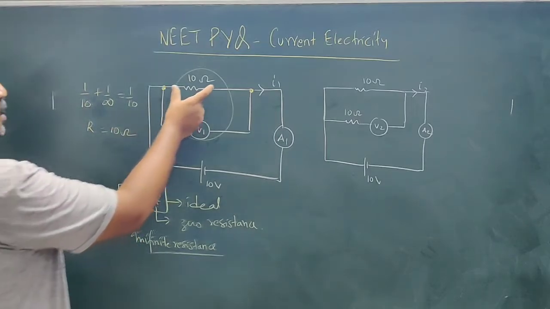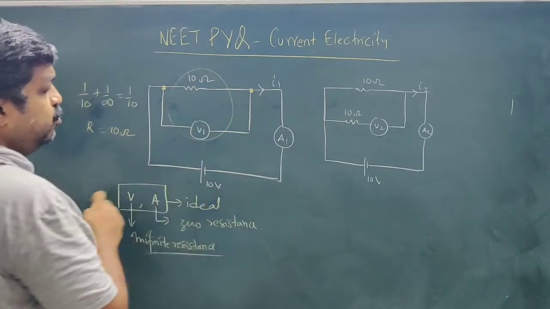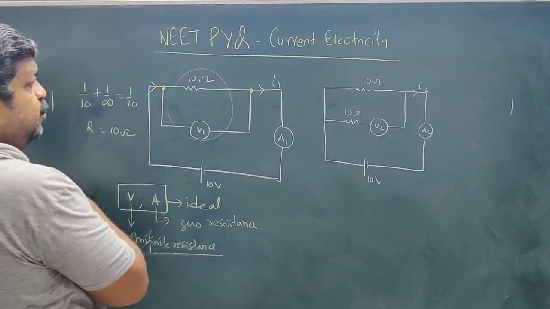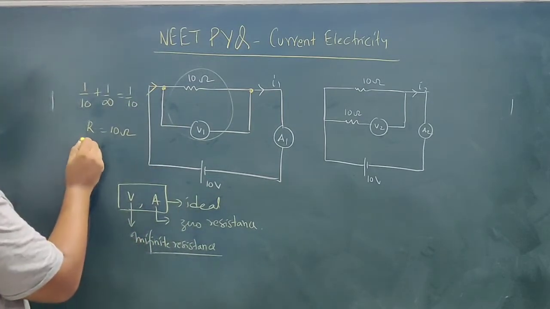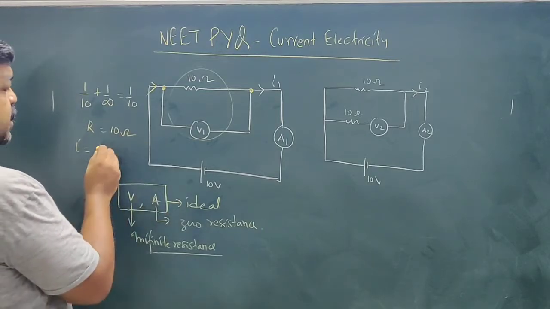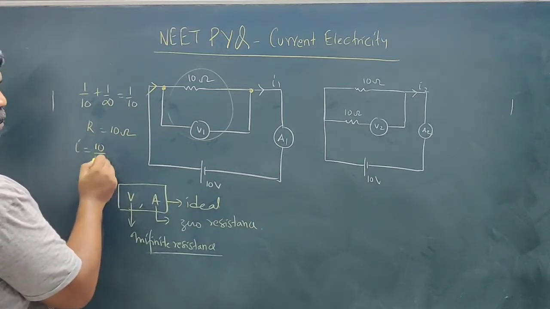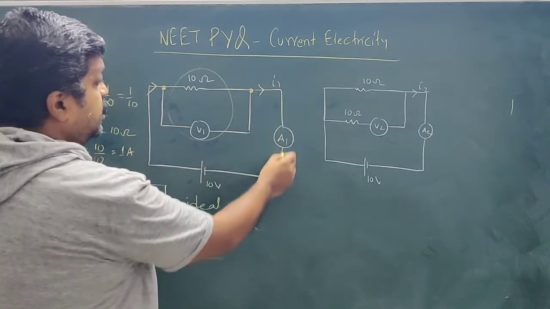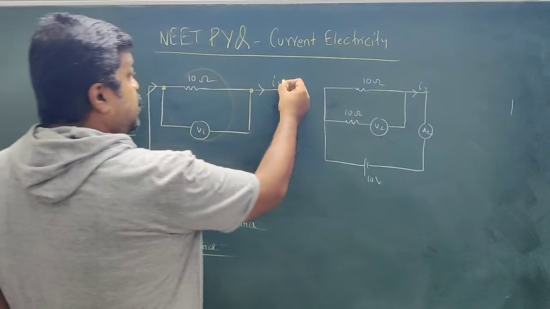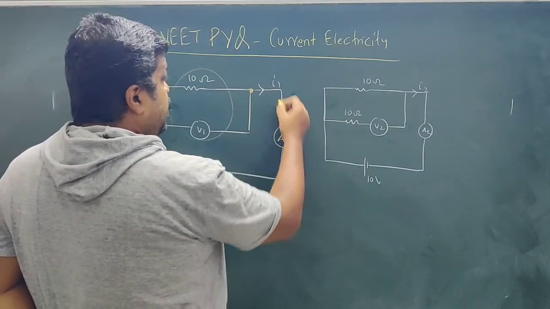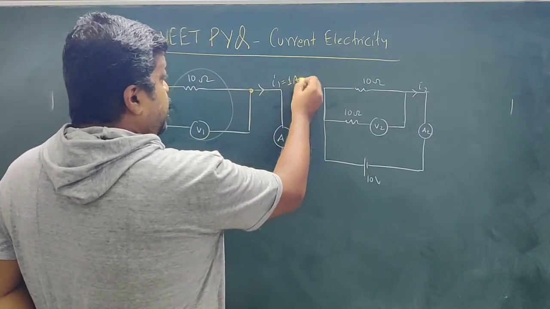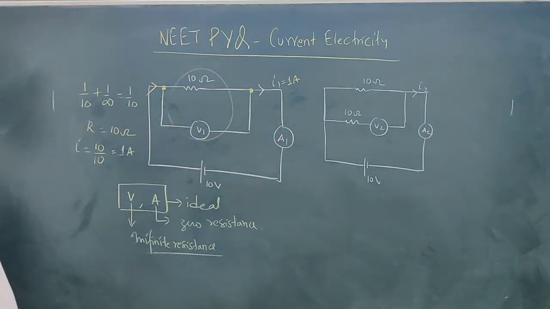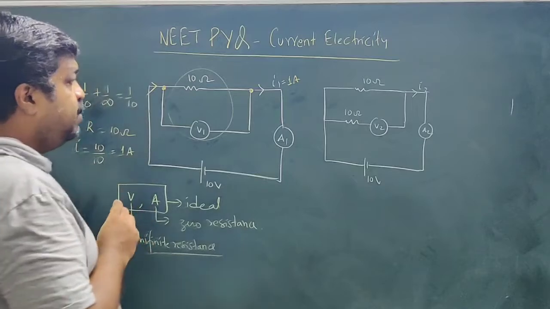Correct? So the total resistance is 10 ohm, and this is 10 volt. The current flowing through this part, I, will be equal to V by R, so 10 divided by 10, which is equal to 1 ampere. That means the current flowing through this circuit will be 1 ampere. This ammeter will record a current of 1 ampere. So we got I1 is equal to 1 ampere.